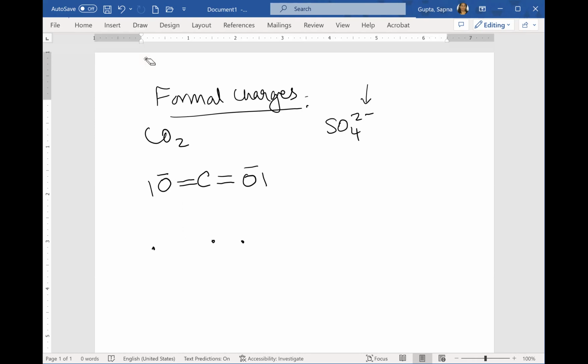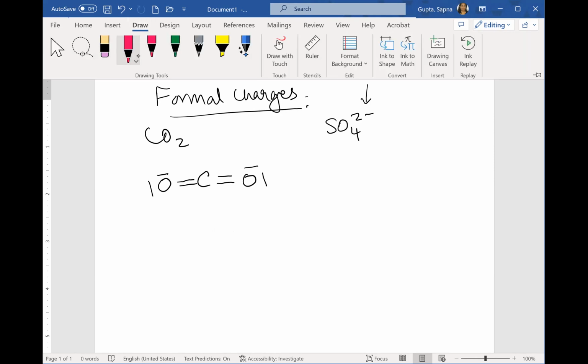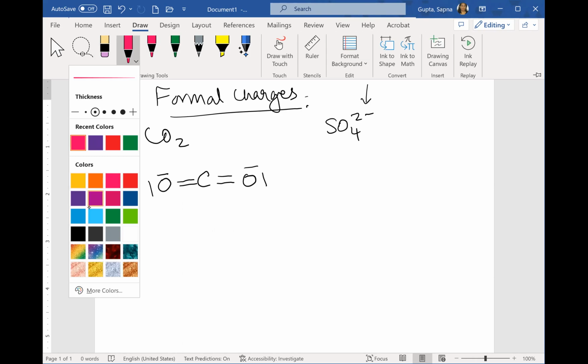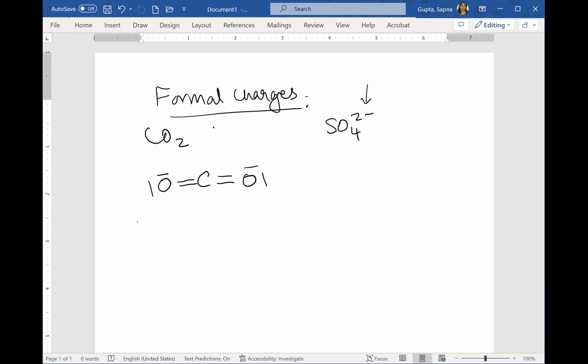So I encourage all of you also to do the same. You will see in the long run, it's going to be a lot easier for you if you go ahead and write the line structures, with individual lines as a pair of electrons. So each line is a pair of electrons, okay. So let's do the formal charge. Now, I hope you agree with me that this oxygen and this oxygen are exactly the same, which means I just need to calculate for one and it'll be the same for the other.